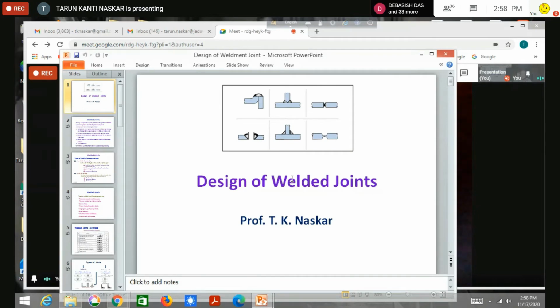So this is the thing, but the problem is given for eccentric loading, both for rivet and thread. This is my point. So don't take it in the sense that there will be no problem of eccentric loading for riveted joint. This is my point.